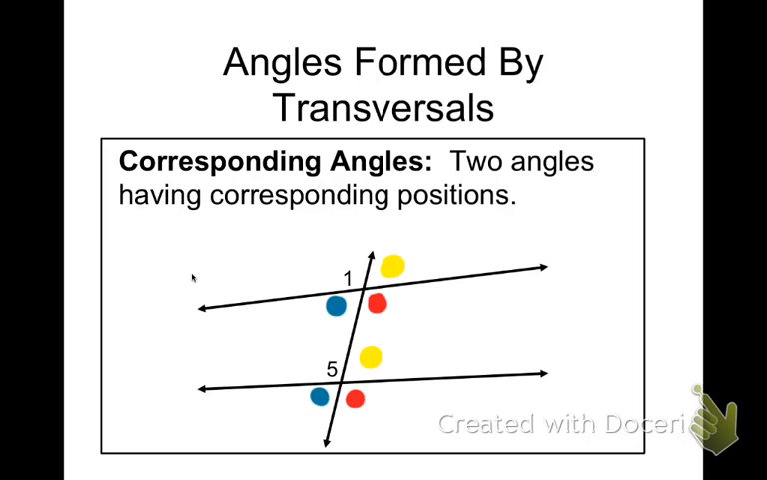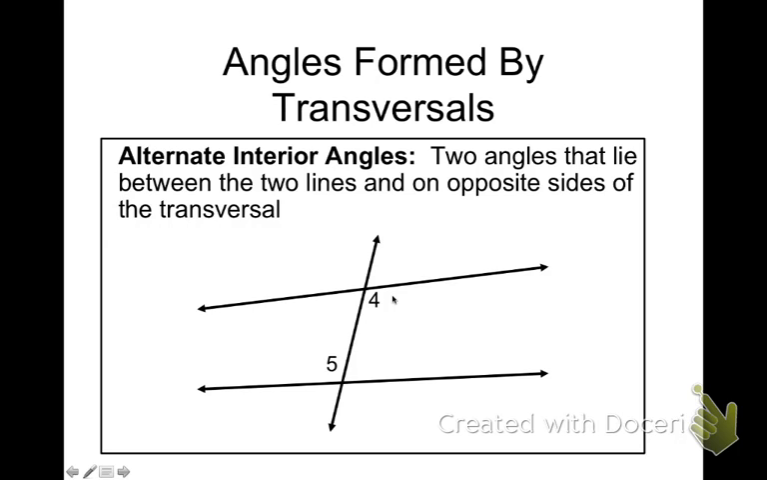So corresponding, same position. So if you look at this intersection of your line and the transversal, you have upper left, upper right, lower left. If you go down to the same intersection of line and transversal, you have upper left, upper right, lower left. So when you find these angle pair relationships, you're going from 1 up here at this intersection and comparing it to 1 down here at this intersection. Got it?